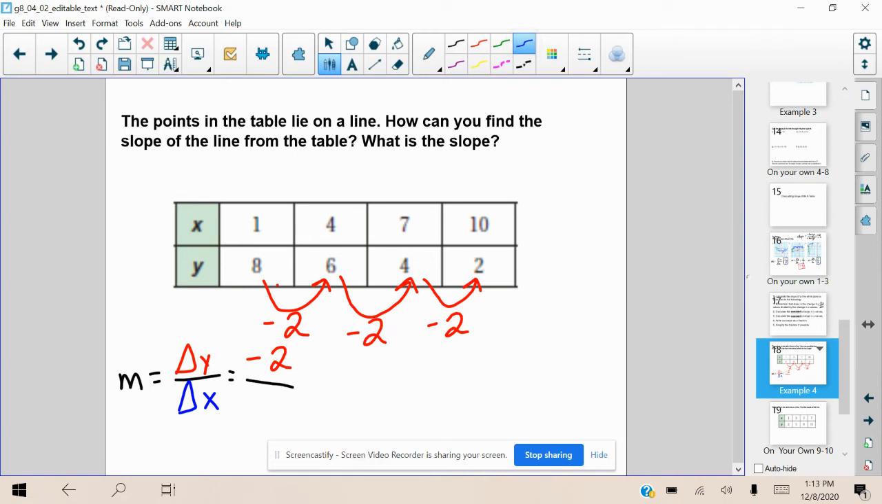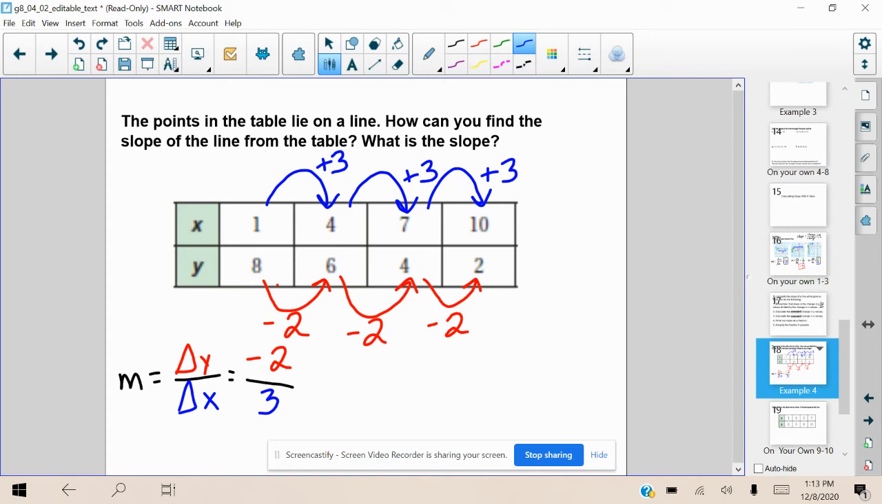Now we want to calculate the constant change in x. Well, let's look at it. My first x value was 1. Then I go to 4. How do I get from 1 to 4? I add 3. How do I get from 4 to 7? I add 3. How do I get from 7 to 10? I add 3. So my change in x values is 3.